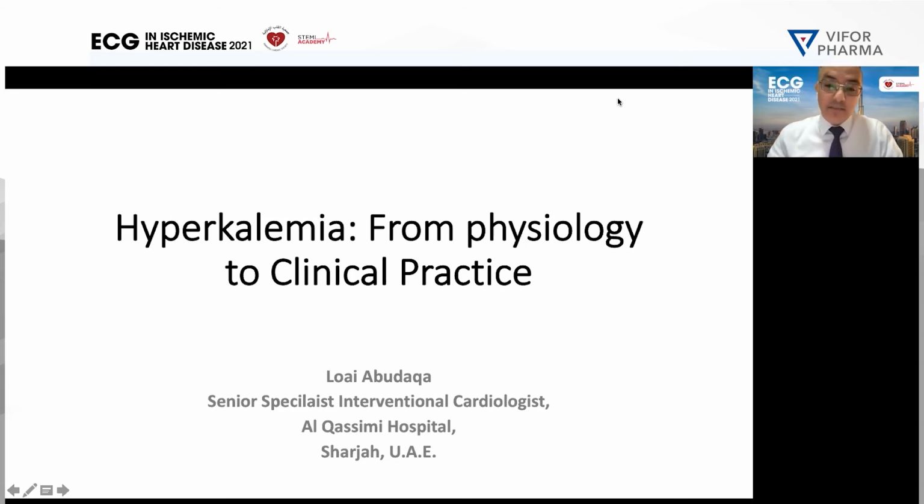I will not discuss the management in the ER. Everyone knows that we stabilize the membrane at the emergency department when we have a patient with hyperkalemia. We give calcium gluconate, we give insulin and dextrose, we give salbutamol, which is the beta agonist, to push the potassium inside. I will discuss hyperkalemia in the chronic state.